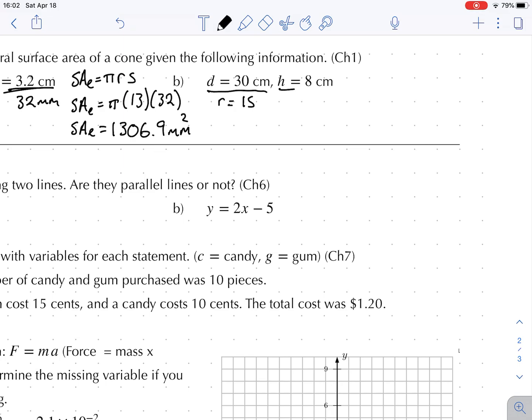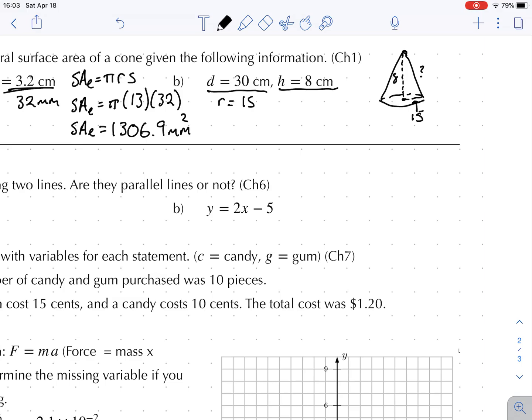Oh, we have our diameter. That doesn't work out too well, so we need a radius, which is 15. And we have a perpendicular height. So we need to figure out our slant height. So I'm going to draw out a cone here just to quickly figure this out. We know our perpendicular height is 8. And our radius is equal to 15. And we need to figure out how long that side is.